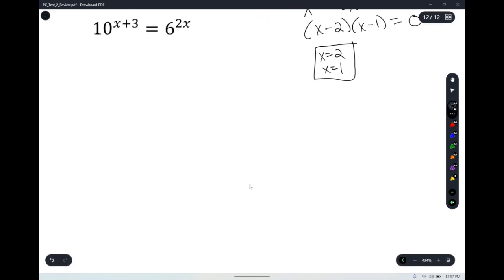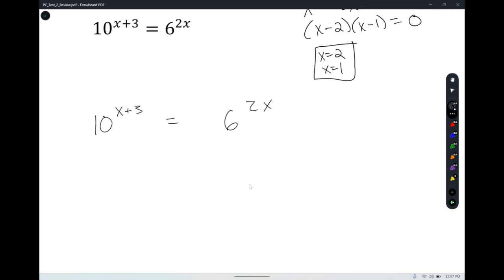This one is the weirdest one. 10x plus 3 equals 6 because they don't have the same base. So how do you get rid of something that doesn't have the same base? You have to make them have the same base? Yeah, but that's hard for this. Yes, that would be dope if you could. If it was like 2 and 4, and you could rewrite 4 as 2 squared, that would be sweet. This I don't even want to mess with trying to do that because 6 and 10 are weird.